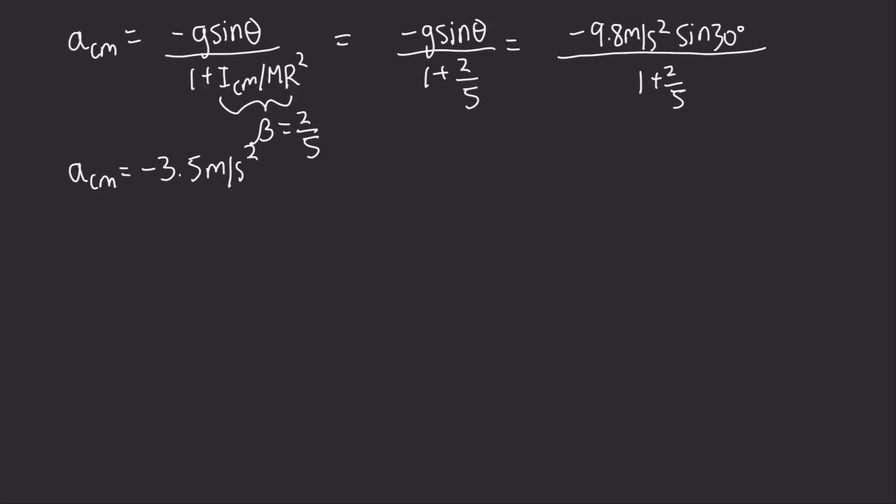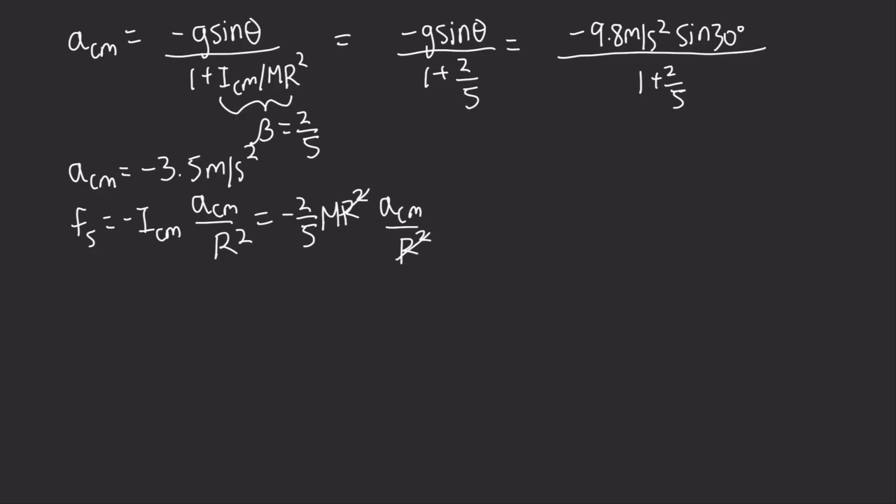So now we can use the acceleration of the center of mass to solve for the static frictional force. We know that the static frictional force is equal to negative rotational inertia about the center of mass times a_cm divided by R squared. This was the relationship we found when we were deriving these equations. And we know that I_cm is simply 2 over 5 M R squared, times a_cm over R squared. The R's cancel out, and we get that the static frictional force is 8.4 newtons.